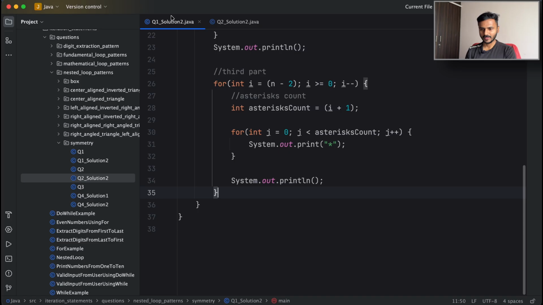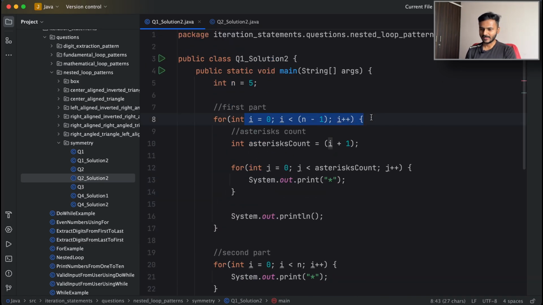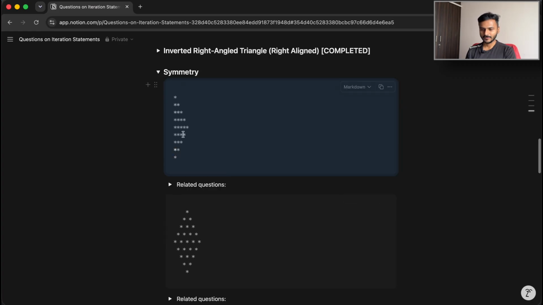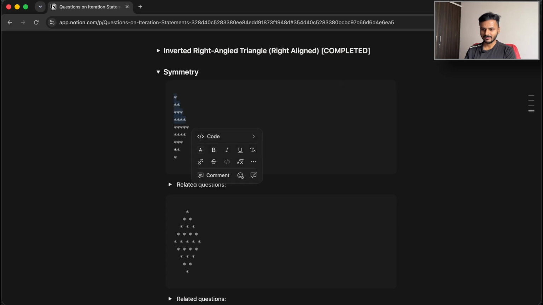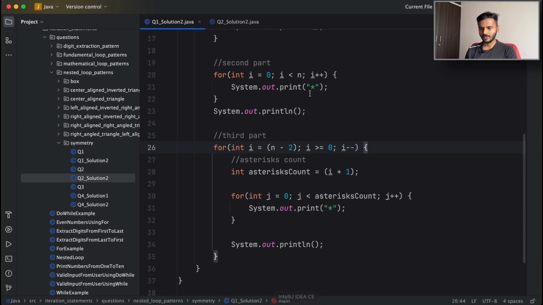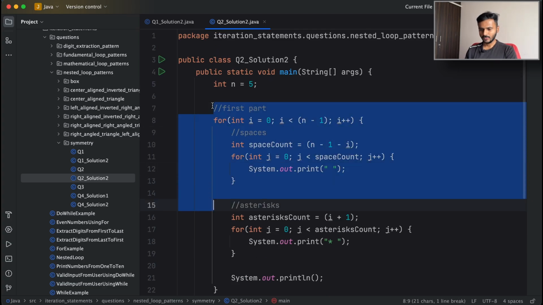So if I come back over here and take a look at Q1 solution 2, see, we are going from 0 to n minus 1. Here, we went from n minus 2 all the way up to 0. And the reason we did that was because the third part is symmetrical to the first part. And that same thing holds for the second question also. See, the first part and the third part are symmetrical, right? So in that case, what I am going to do next is come back to IntelliJ and grab the code for the first part.